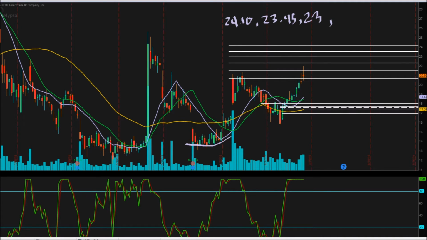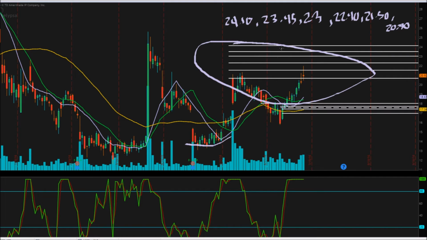And then we have 22.40. Two more to go. 21.50. And finally we have $20.70. Actually, I'm kind of cutting it close, so I'm going to make that one right here. 20.70. So 24.10, 23.45, 23 even, 22.40, 21.50, and 20.70. Lines are so close together, I can't really put them any closer than that.